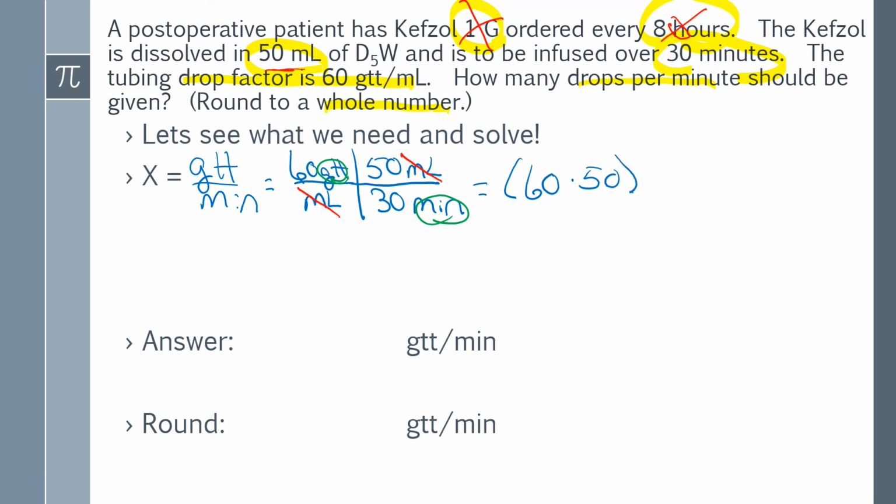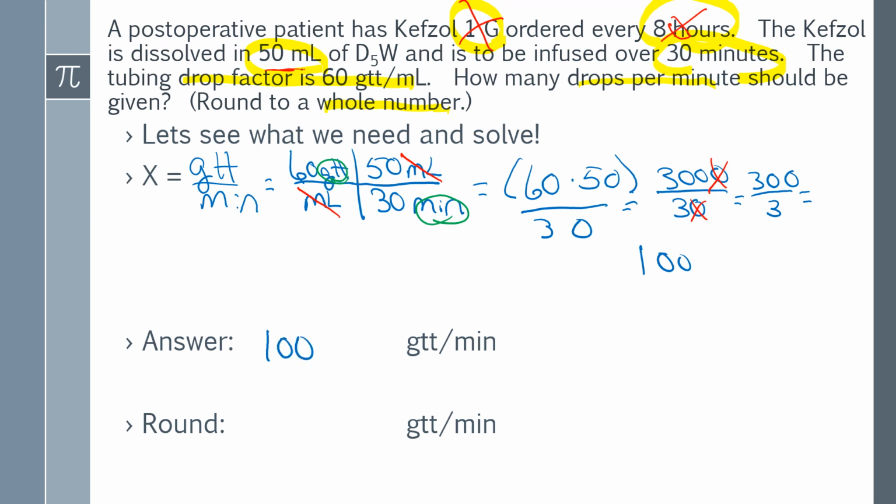60 multiplied by 50 divided by 30. And when I get that, we get 3,000 over 30. Too many zeros for me. So I want to divide 300 by 3 because that's really easy for me to handle. I can do that division, and we know that comes to 100. So our answer is 100. We're going to take one quick look back up to it. It says, yes, round to a whole number. So rounding is not needed because we are already there.